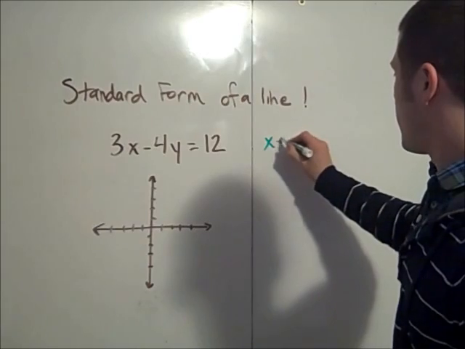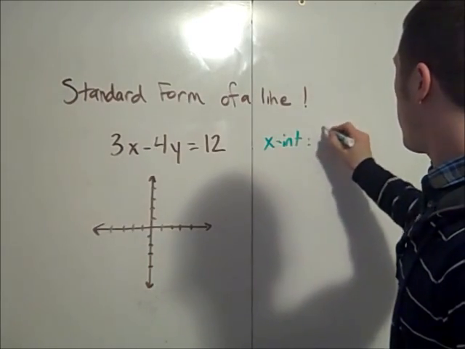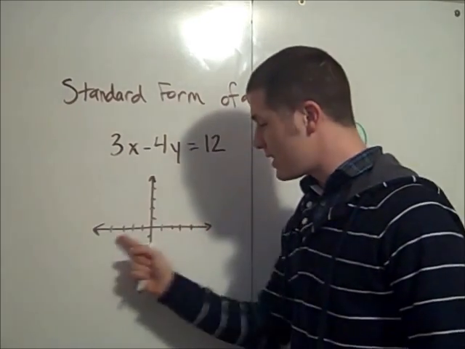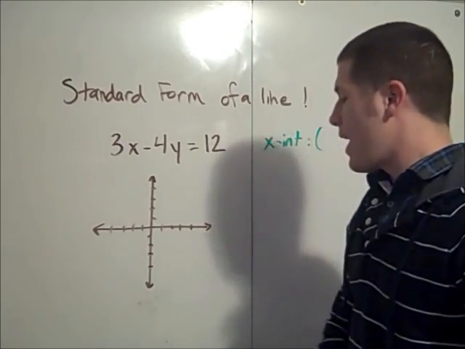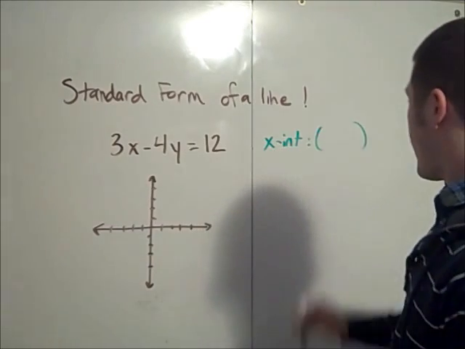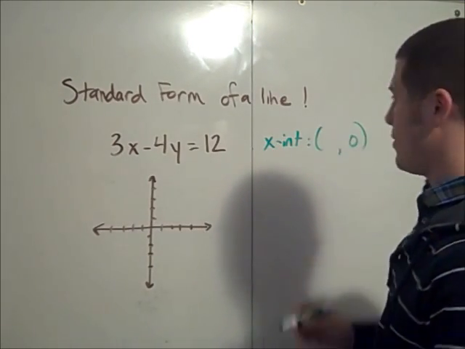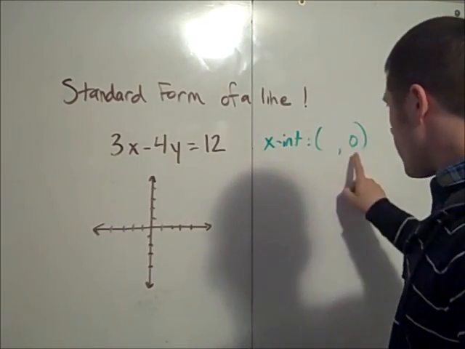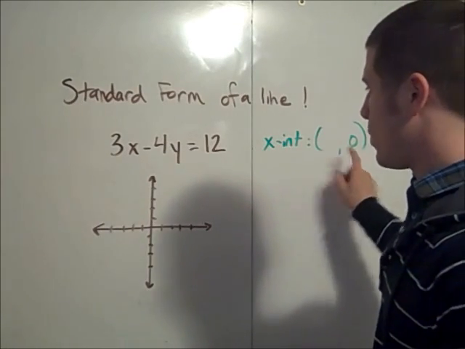So the x-intercept is the point on the line where it crosses the x-axis. And the y value at the x-intercept is 0. So we know that the x-intercept is going to be something comma 0. The y value is 0. Well, let's go back to our equation.